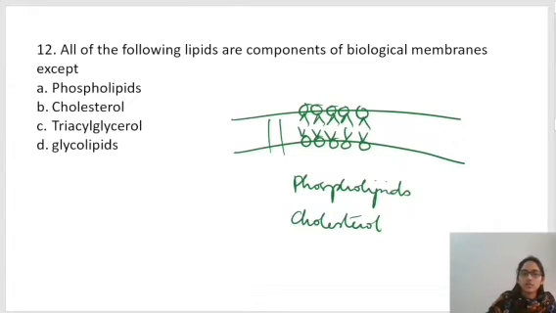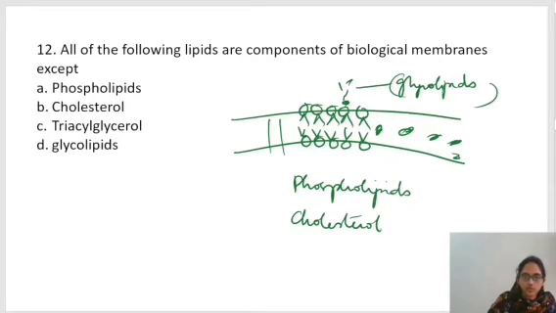Also, on the outer surface of the cell membrane, some oligosaccharide sugar units can get attached to the lipids, forming glycolipids. Also cholesterol is embedded in between in the plasma membrane. So what is not present? Triacylglycerol is not present in the membrane. So the answer is C, triacylglycerol, which is not a component of biological membranes.